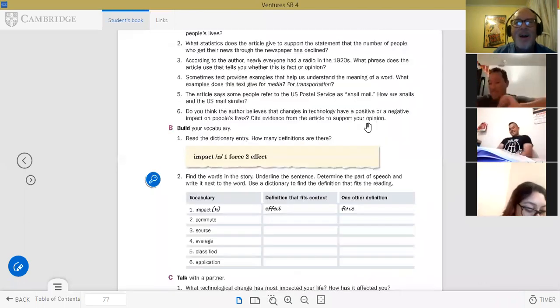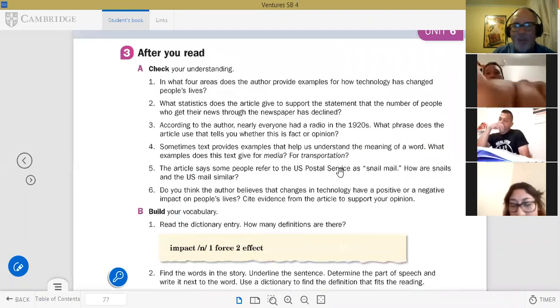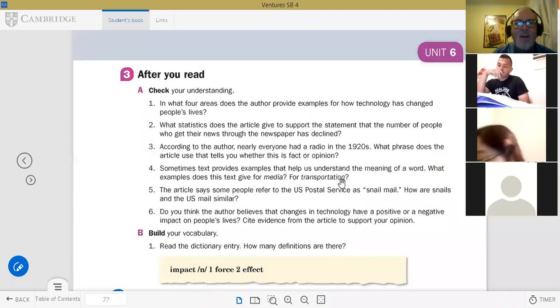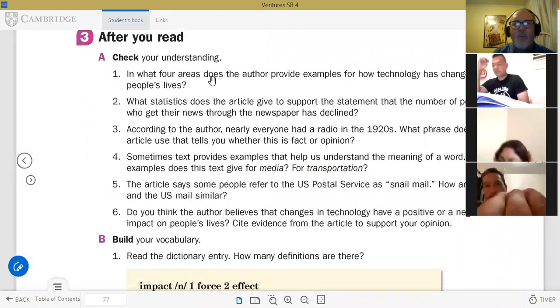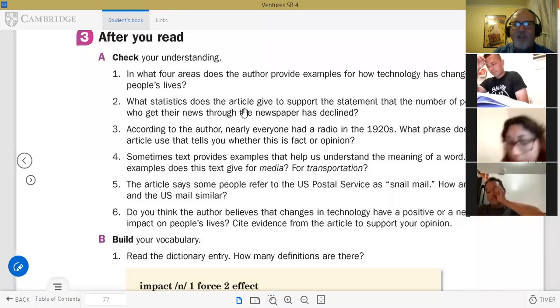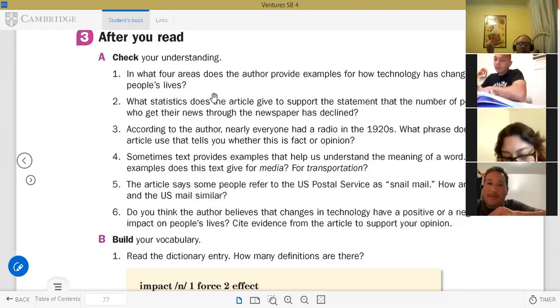Yeah. All right. Let's see if we can answer these questions up at the top here, and then that'll be all for tonight. All right, so let's review. What four areas does the author provide about how technology has changed people's lives? What were the four areas? Transportation. Media. And jobs. Job interviews and payments.